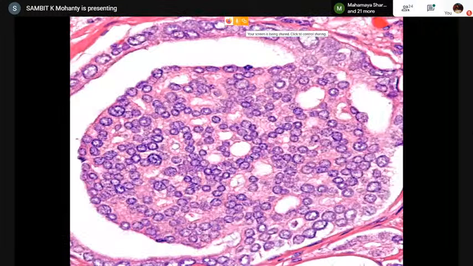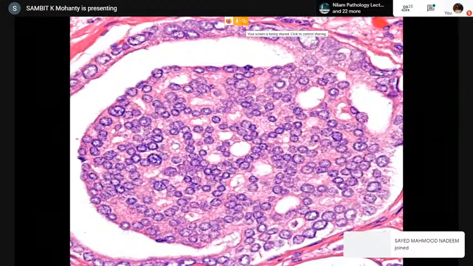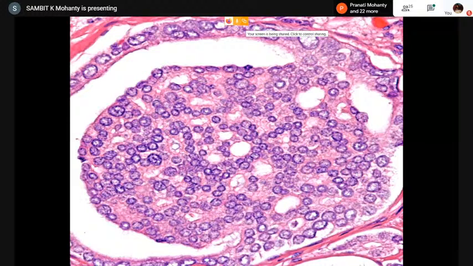What is this? Anyone? Anyone from you? What is this structure?